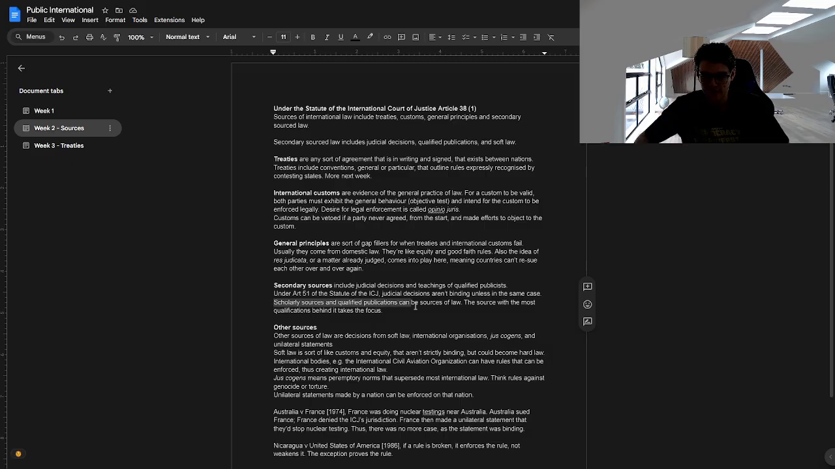Scholarly sources and qualified publications can be sources of law. So if we've got Barry, and Barry has been in the international law section forever, and he's been writing articles and doing journal publications, and he has many doctorates, and he's writing articles about what the law should be, then because Barry's the most qualified, what he writes can become sources of law. So the source with the most qualifications. If Barry's got 4 degrees and 4 PhDs, and Harry's got 3, then chances are Barry's going to win it.